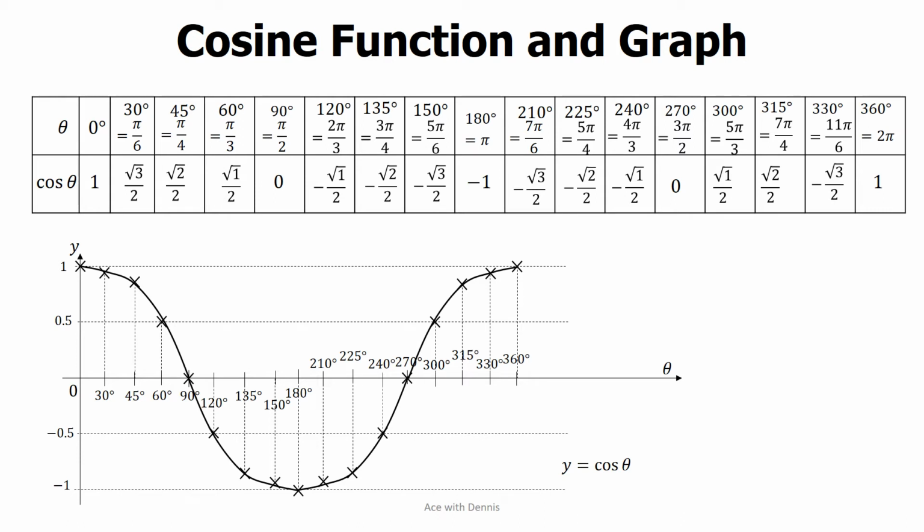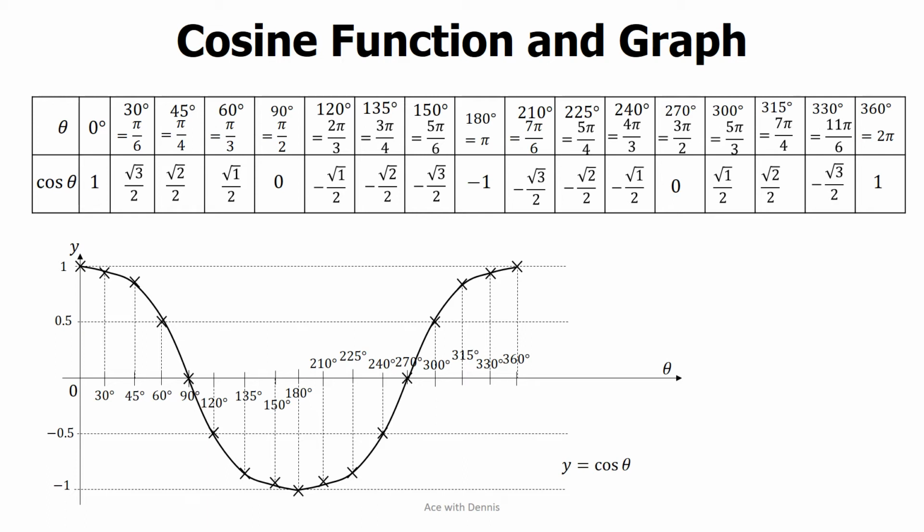So when theta is 300 degrees, or 5 pi over 3. So this is the angle. Cosine 300 degrees is half. Okay, and plot the point, which is here. Now 315 degrees is equal to 7 pi over 4. So cosine 315 equals root 2 over 2. So this is the point.